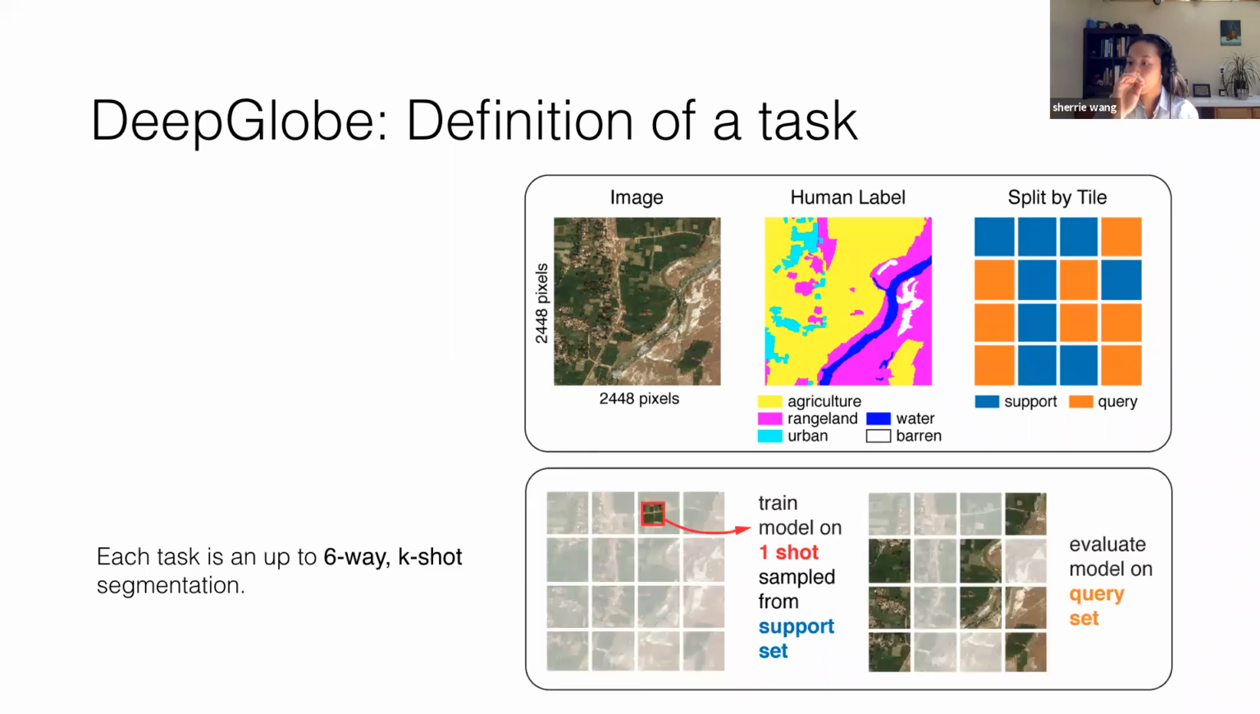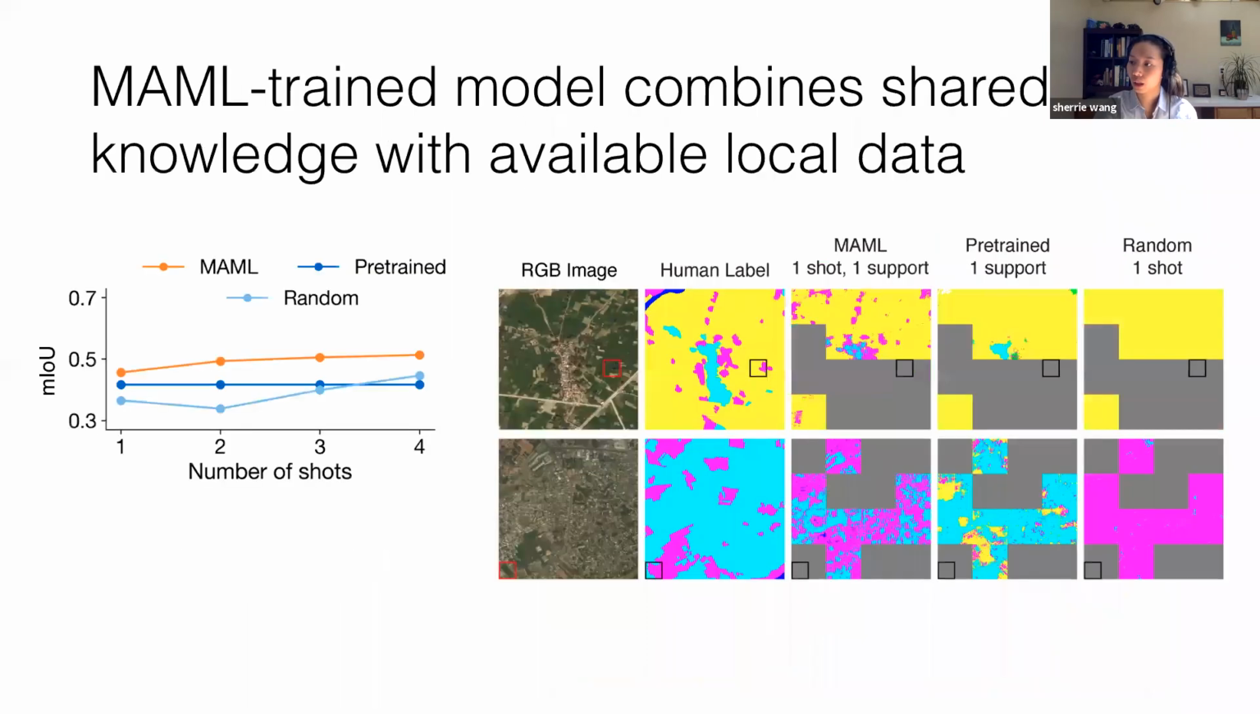For a particular task, we're going to sample at least one shot, so one very small patch of the DeepGlobe image. We're going to show it to the model, the RGB image and the human label. And then we're going to ask the model to segment the rest of the image that's in the query set. So from seeing a very small part of the image, we're asking the model to do something pretty difficult, which is segment half of the image that it hasn't seen before.